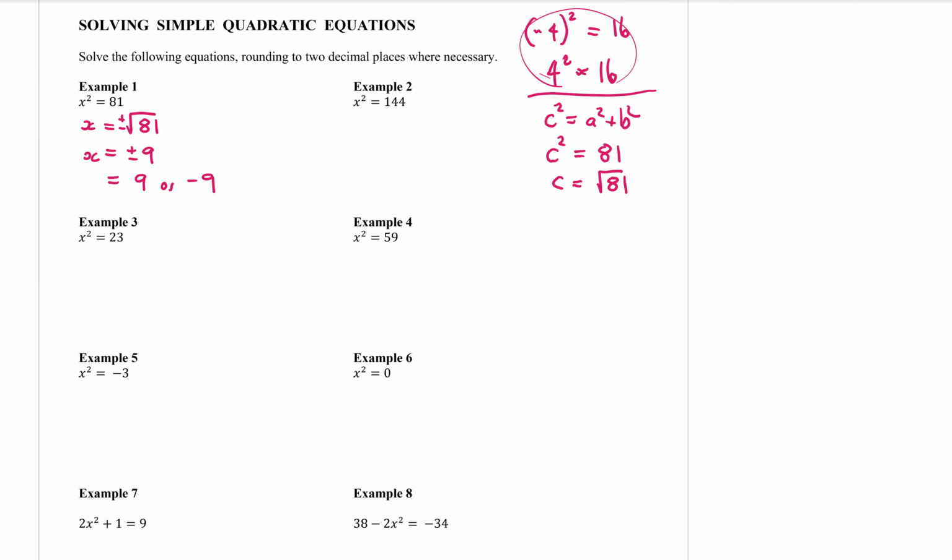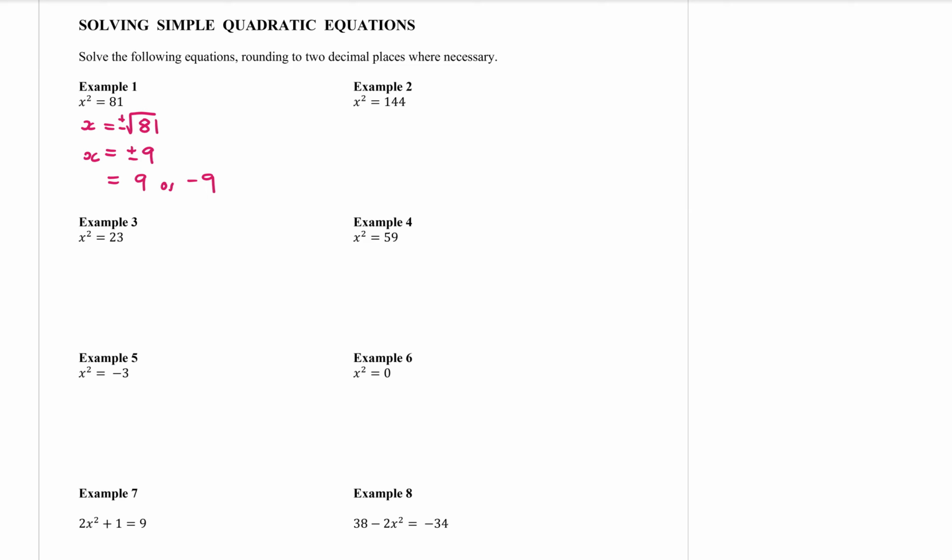So in each of these equations, you are going to get two solutions. You're going to have a positive solution and a negative solution. You must remember to write both. So let's go on to example number 2.